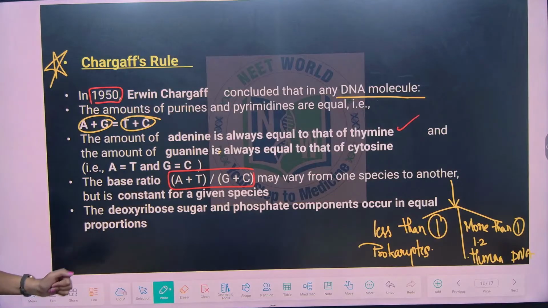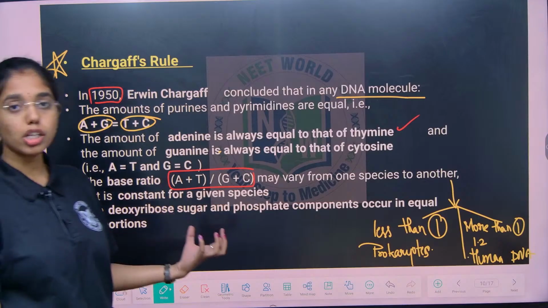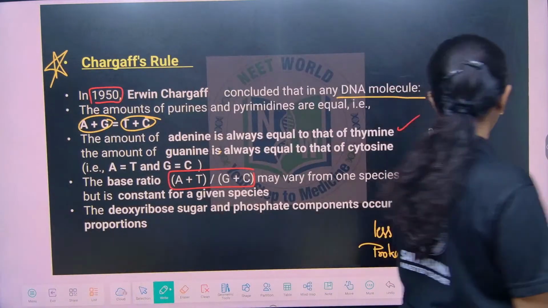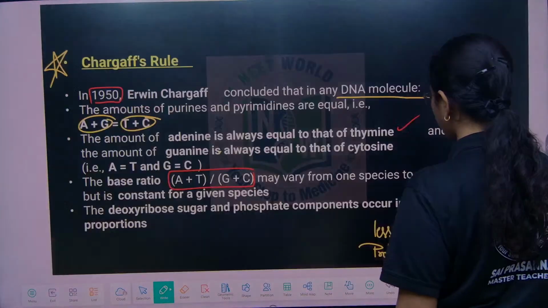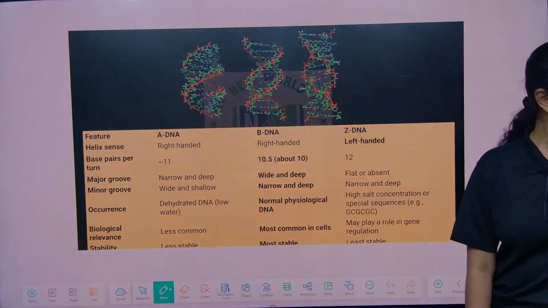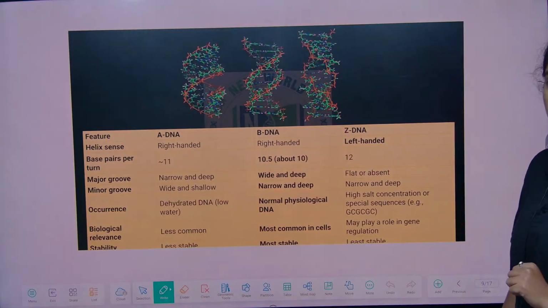This base ratio will vary. In deoxyribose, sugar and phosphate components are in equal proportions. Okay, number of sugars will be equal to number of phosphate groups. That is about Chargaff's rule. And now we will analyze 3 different forms of DNA.